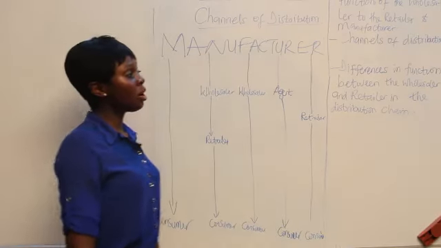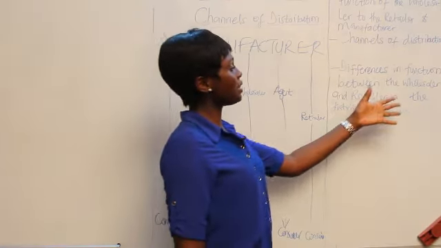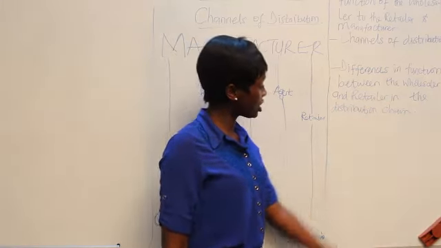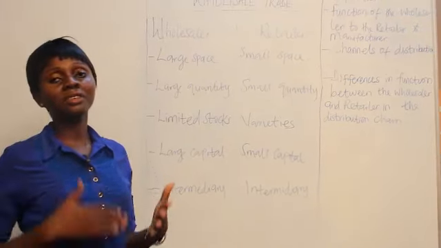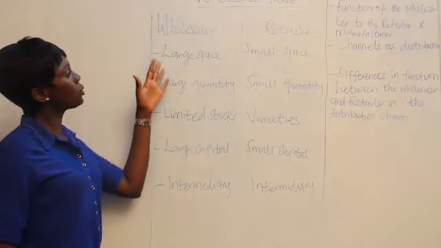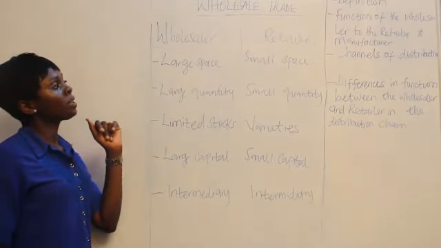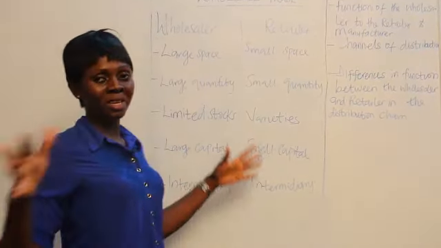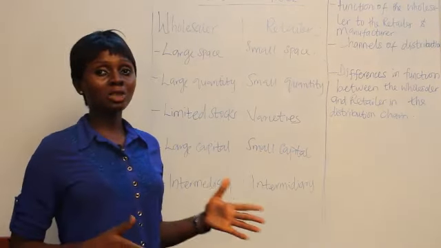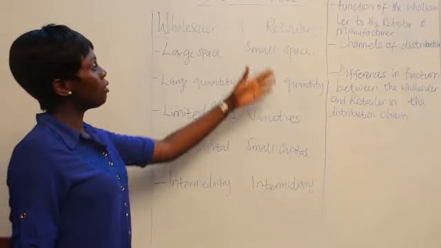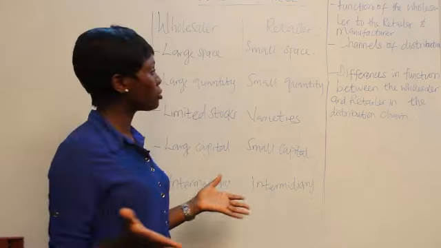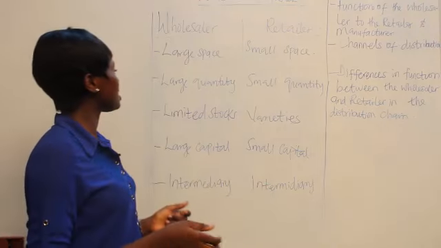Now let's look at the other topic we have here, differences in function between the wholesaler and retailer in the distribution chain. Now, the wholesaler has different functions they perform as well as the retailers. The first one we have here is large space. The wholesaler needs large space, for example, a large warehouse, because they buy goods in stock in order to store their goods. Now, the retailer just requires small space to display their goods because they buy in small quantities.